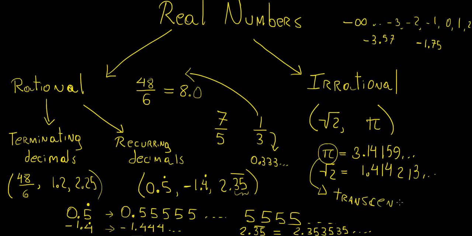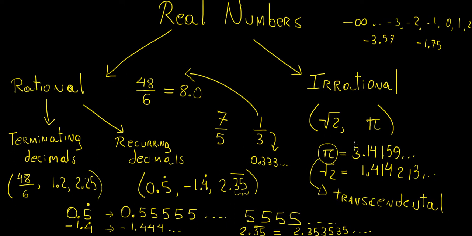Let me see if I spelled this right. So, transcendental. Now the concept of a transcendental number is a little bit more advanced. I'm not going to go into detail here, but at least I'm going to tell you that transcendental means that it goes beyond what irrational means.